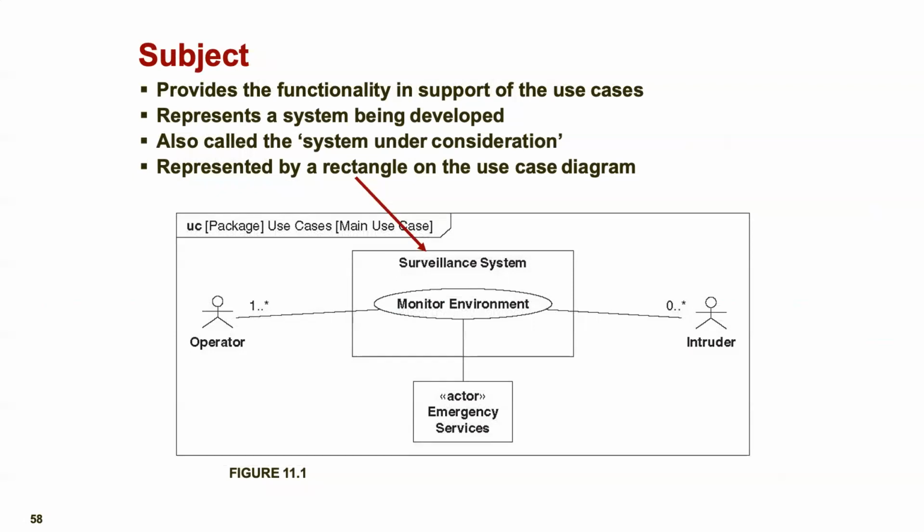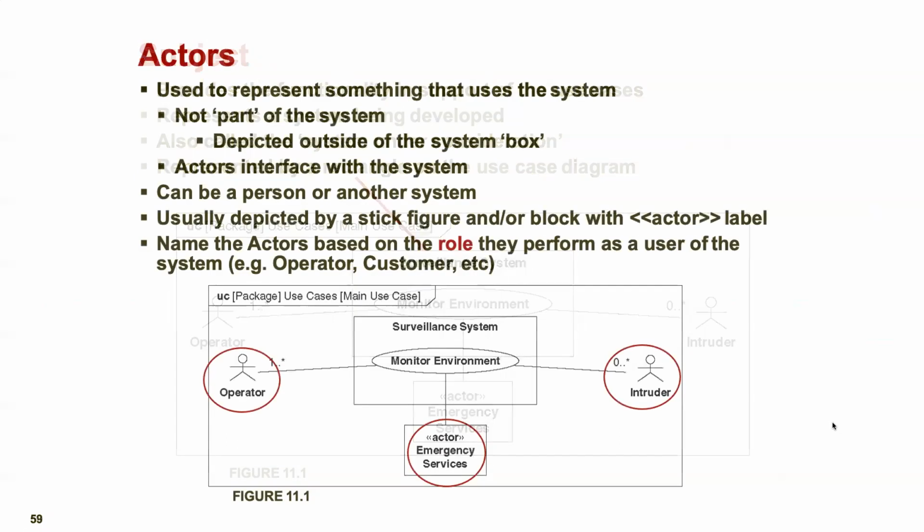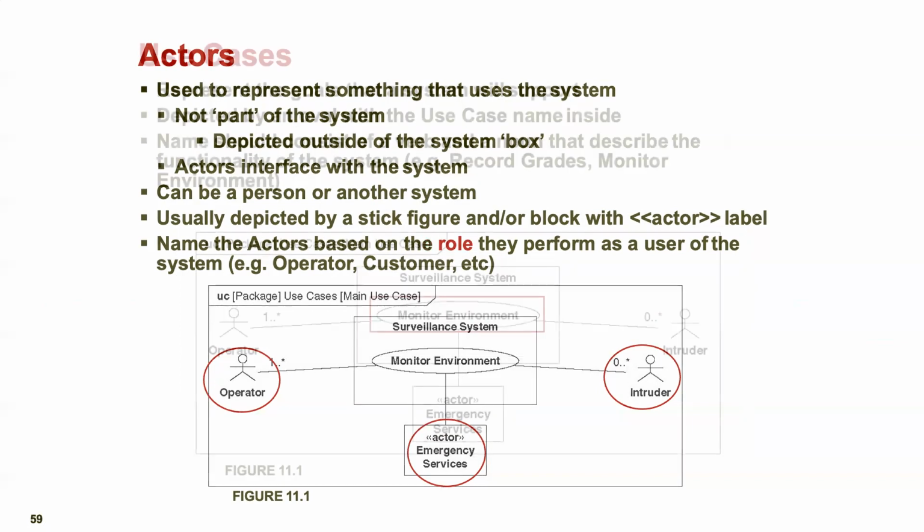So the subject provides a functionality in support of the use cases. It represents a system being developed. It's also called the system under consideration, and it is represented by a rectangle on the use case diagram. The actors are used to represent something that uses the system but is not part of the system. So they're outside of the system box. It can be a person or another system. It is usually depicted by a stick figure or a block with an actor label. And then you name the actor based on the role that they perform as a user of the system.